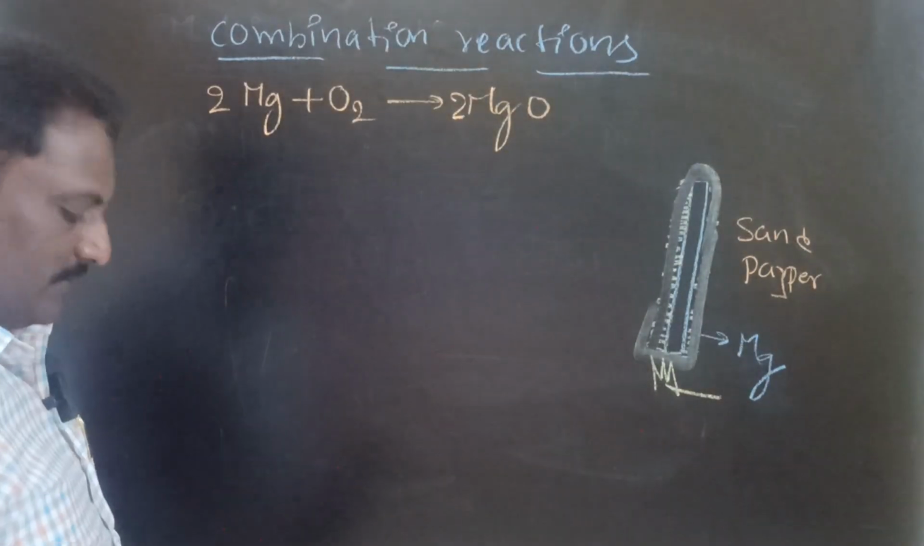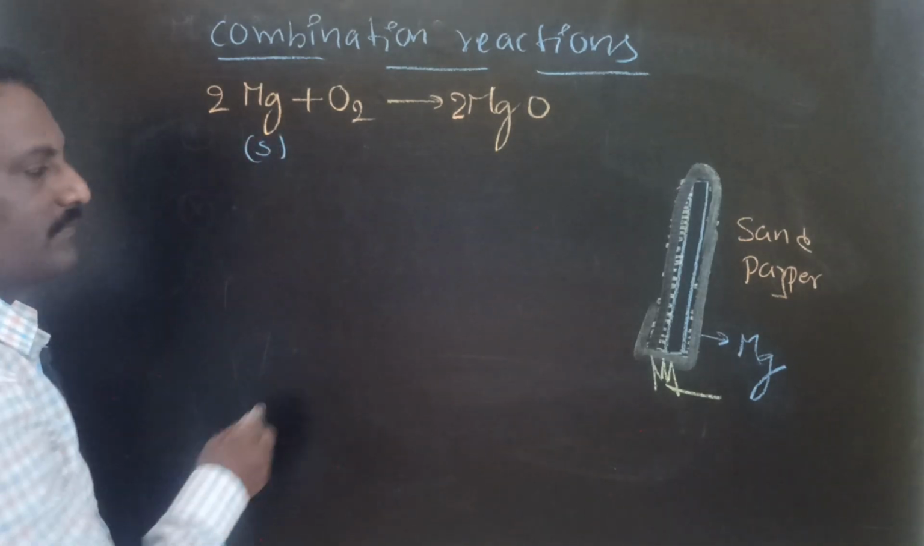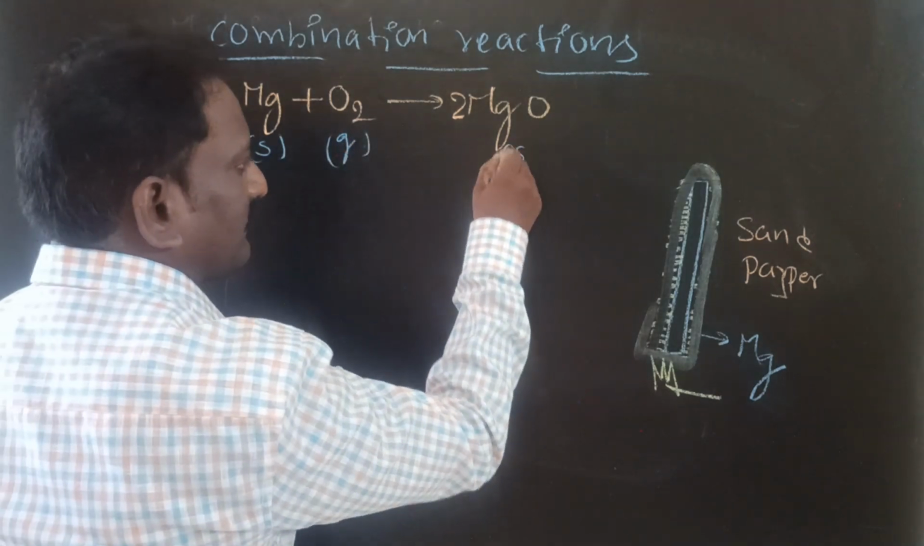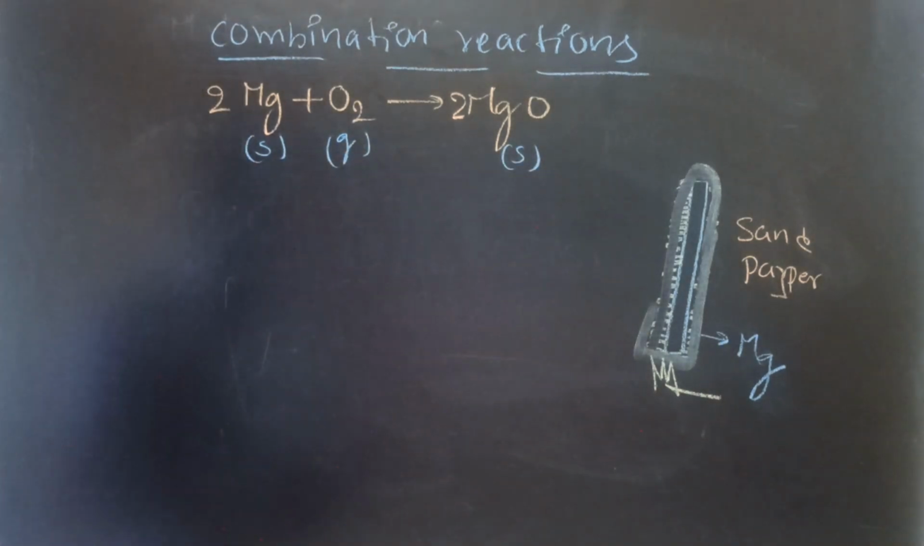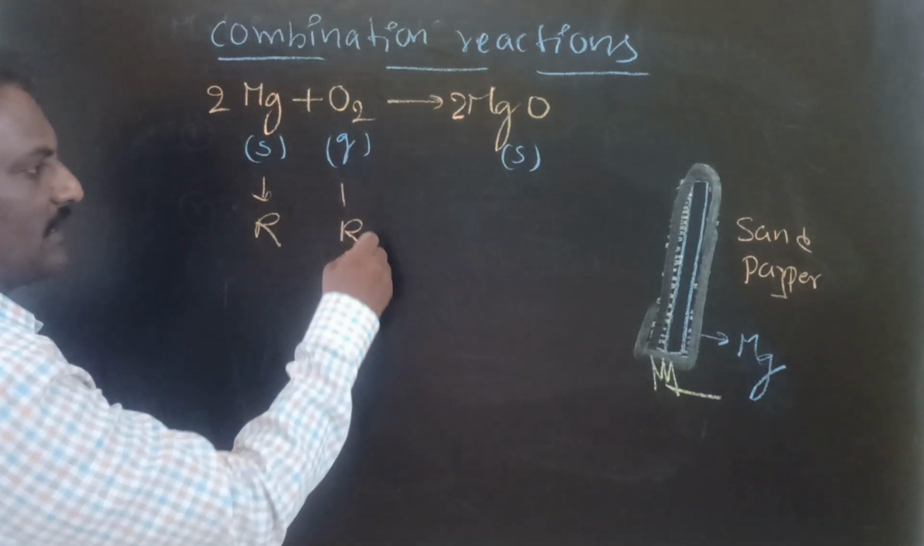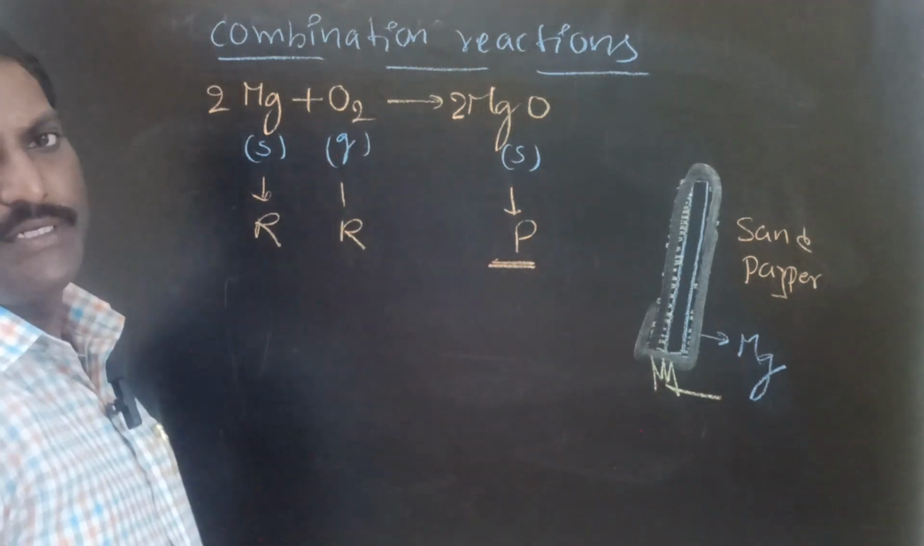This is a balanced equation. If you want, you can mention the physical states: solid, gas, and this is a solid. How many reactants are there in this one? This is one of the reactants. This is the only single product. So this is a combination reaction.